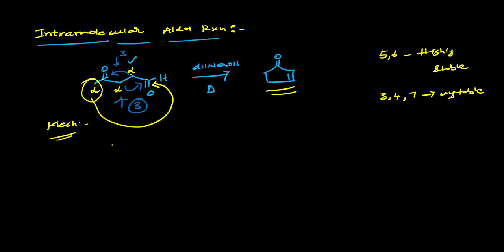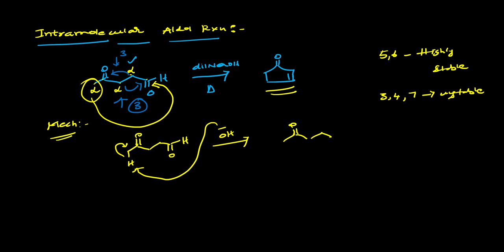So what is the mechanism involved? I'll be taking this example and OH minus. Here we have H. The proton is abstracted by base and you get CH2 C double bond O, CH2 CH2 C double bond O, H. What we get here is a negative charge. Next, this acts as a nucleophile. Anyway, we are removing water. Now this acts as a nucleophile. This will undergo nucleophilic addition to this carbonyl group.